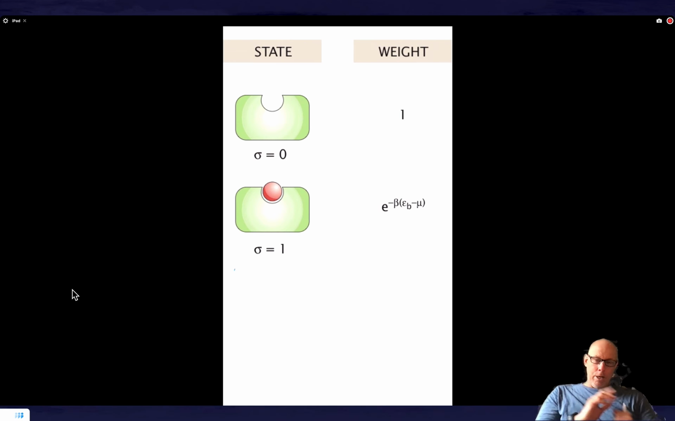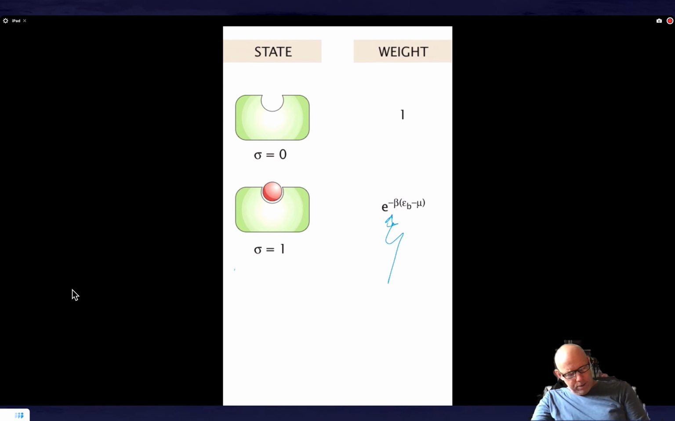Now I want to use the chemical potential idea. So here's what the statistical mechanics protocol looks like in the context of the chemical potential. Here I have my receptor, and there are no ligands bound, and I assign that a statistical weight of 1. Now I have the case where there's a single ligand bound on the receptor, and that has this statistical weight, and I want to try to explain why that is.